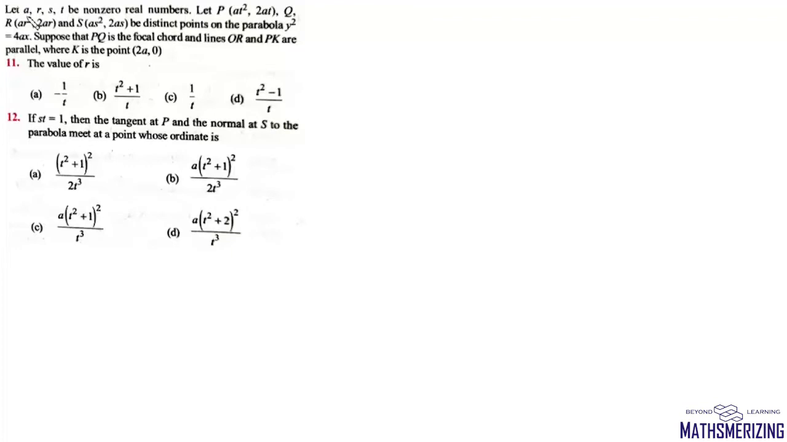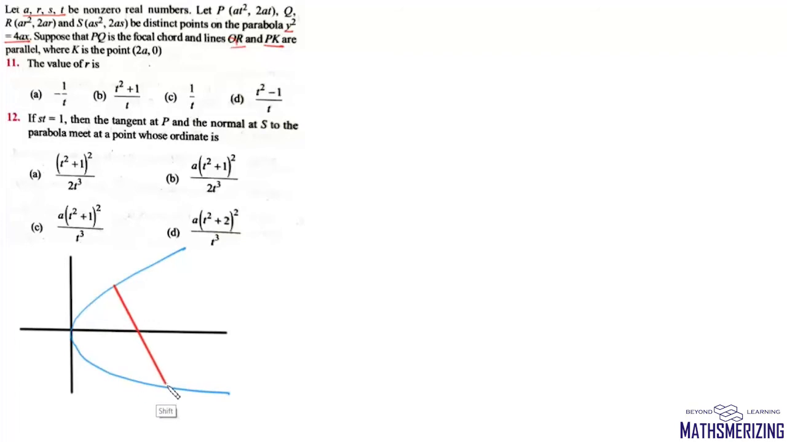Now here the question is, let a, r, s, t be non-zero real numbers. Let P, Q, R and S be distinct points on the parabola y² = 4ax such that PQ is a focal chord and lines QR and PK are parallel, where K is the point (2a, 0). First thing is we'll need to find the value of r. So first we'll draw this parabola. Now it says PQ is a focal chord. So we'll draw this PQ.